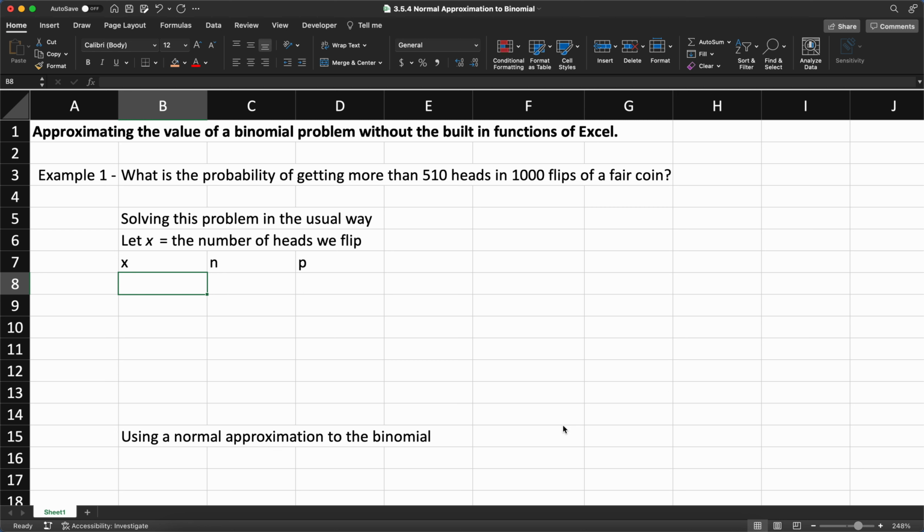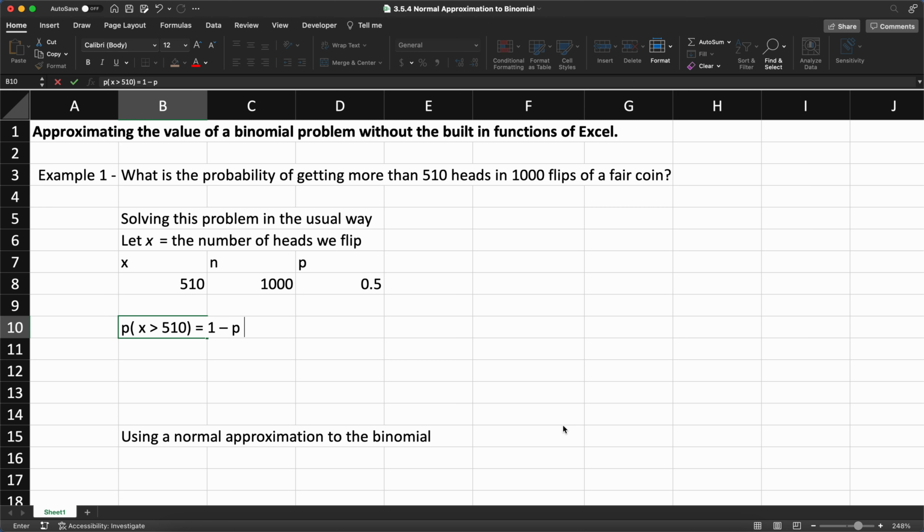X is the number of heads we flip. That's what we consider a success here. So there's 510. N is 1,000. It's the number of trials. And P is the probability of success flipping a head. This is a fair coin, so that's 0.5. Now let's remember, we're trying to find the probability of getting more than 510, which is the same thing as 1 minus the probability of getting less than or equal to 510 heads.